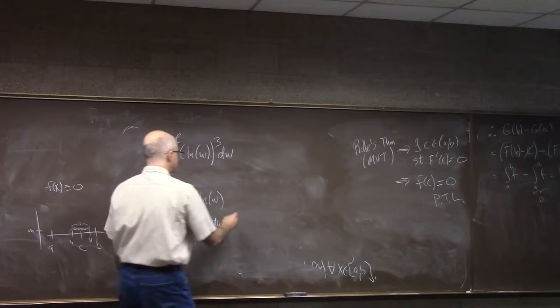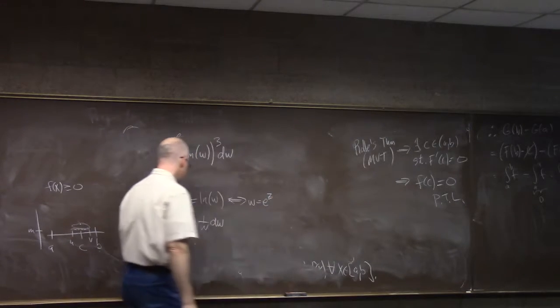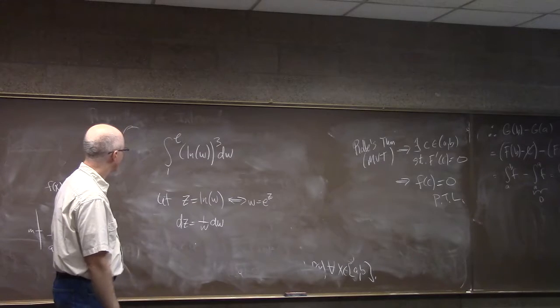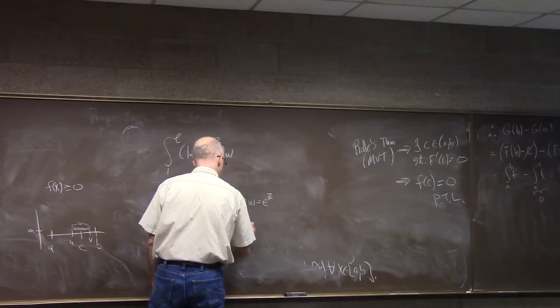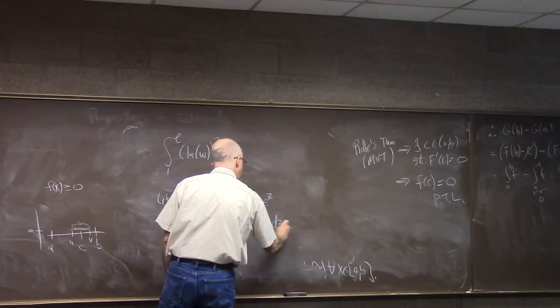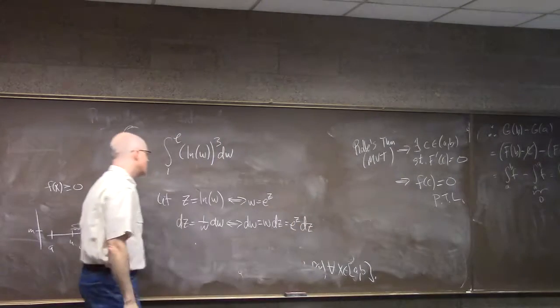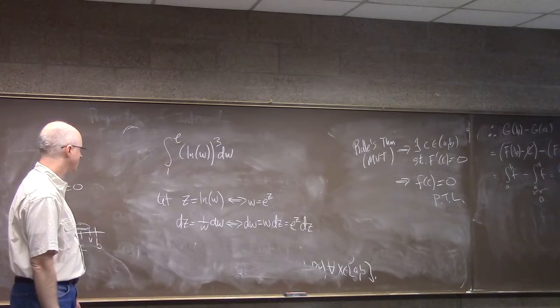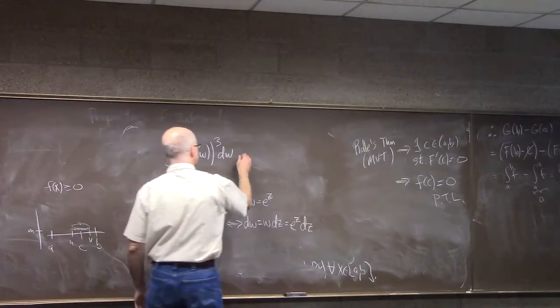You can also say that w is e to the z. There's an e to the z. And that also means dw is w dz. It's also e to the z dz. So a bunch of running around with different equations here. But this does all work. What happens now when you do the substitution?